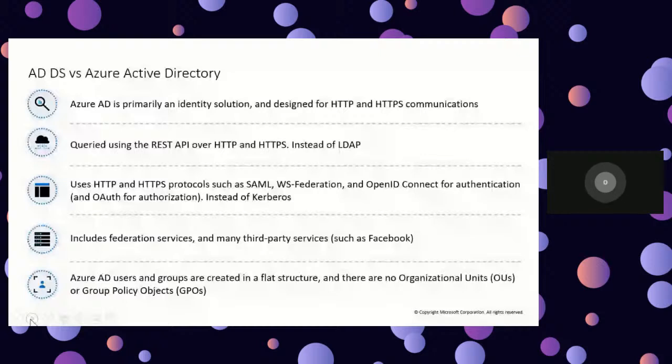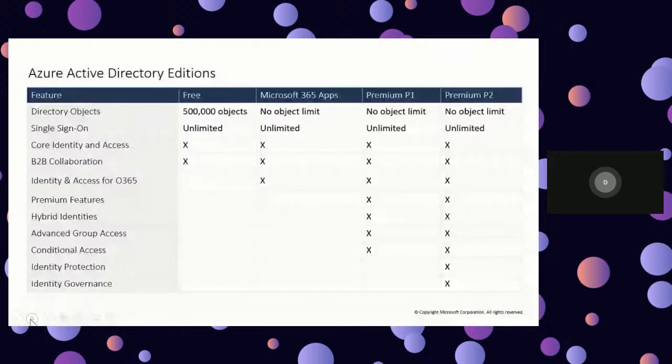Now let's look at the Azure Active Directory editions. We have the free one, which can give you 5,000 objects for M365 apps, or if you are running any M365, there is no limit. The app is no limit whether you are using P1 or P2.